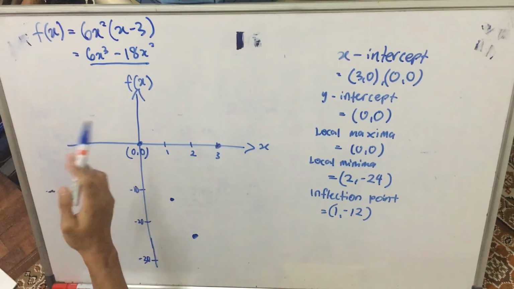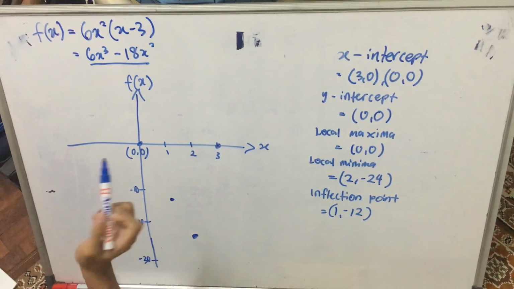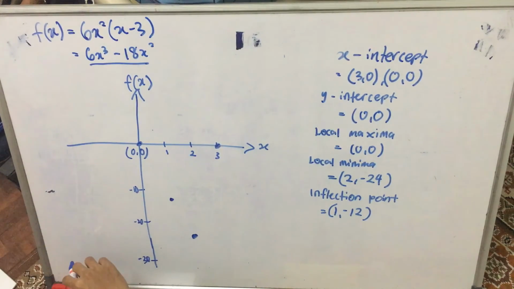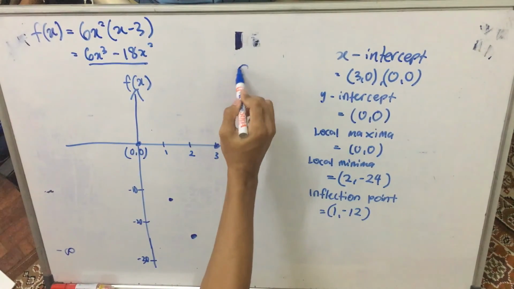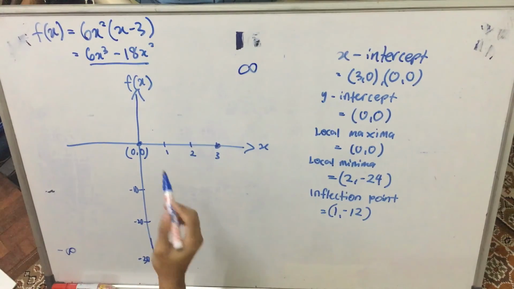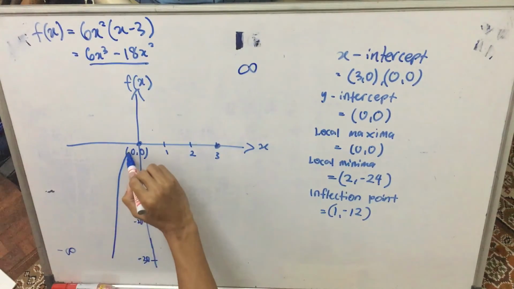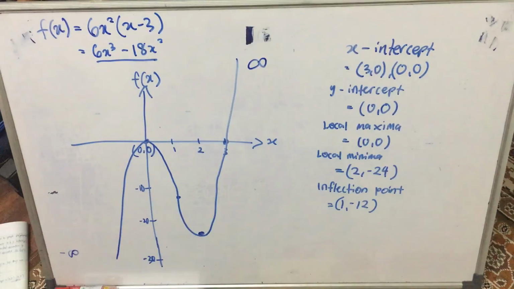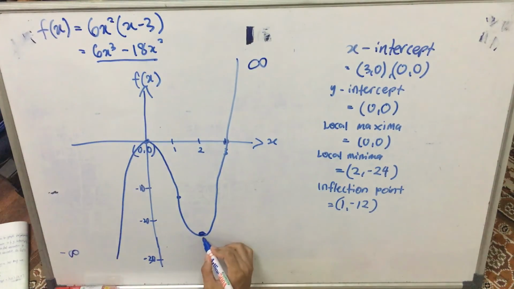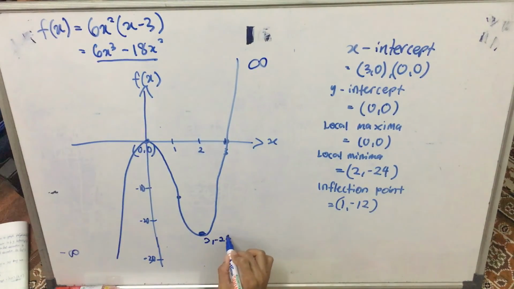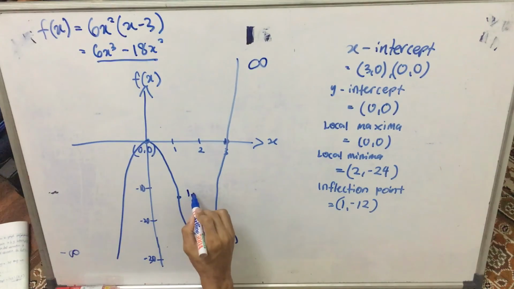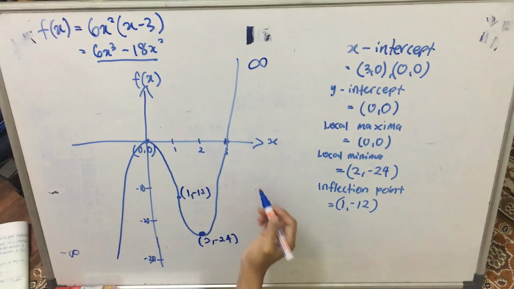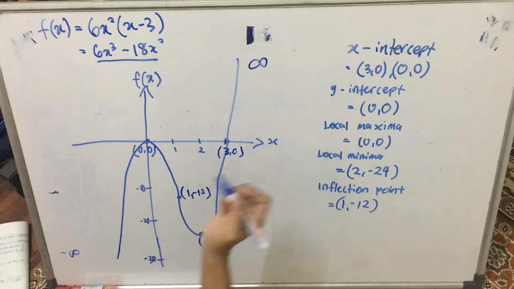Since this is a positive, odd degree equation, the graph will come from the bottom, which is negative infinity, and then it goes up to infinity. So let's sketch the graph. As you finish sketching the graph, don't forget to show the coordinates at the points. This is 2, negative 24, 1, negative 12, 3, 0, and that's it.